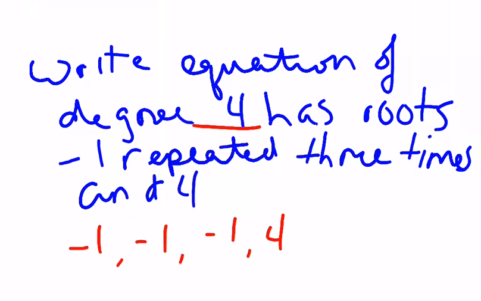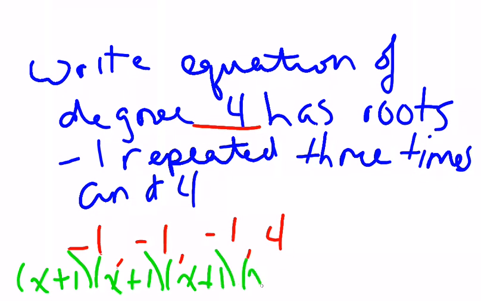So to write an equation, remember we put these back in factored form, so the sign goes back the other way. So x plus 1, x plus 1, x plus 1, and x minus 4. Now, in this case, if asked, then I could FOIL all of those and get the polynomial, which is the easy part. So I would just multiply all those together, a bunch of FOILs, combine like terms, and I would have the equation.